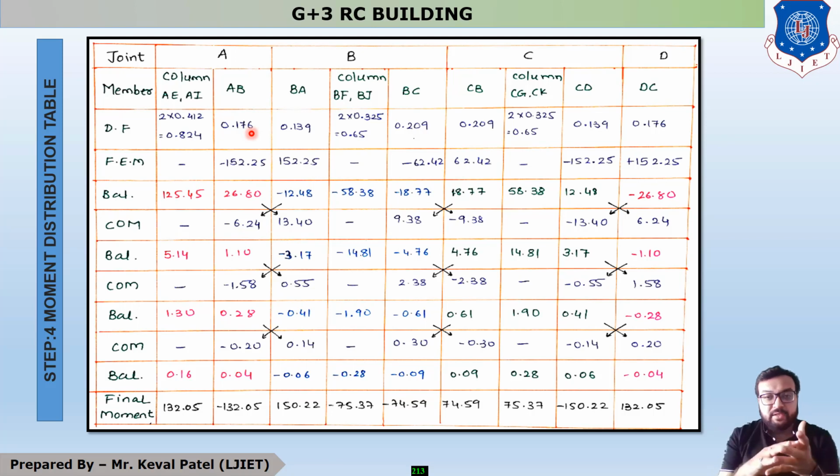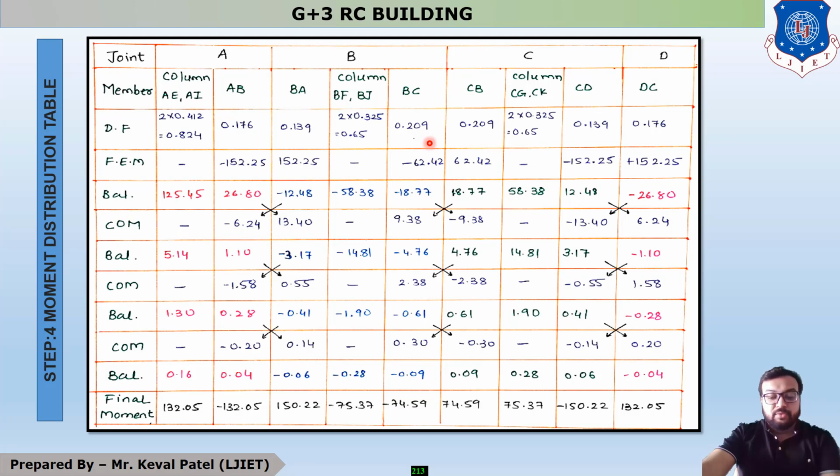If there is some mistake, like 0.99 or 1.01, then at last you have to suffer some variation in your answer. So make sure that the distribution factors at all the junctions sum to exactly 1. You can see also at junction B that 0.139 plus 0.65 plus 0.209 is 0.999, which is equal to 1.000.